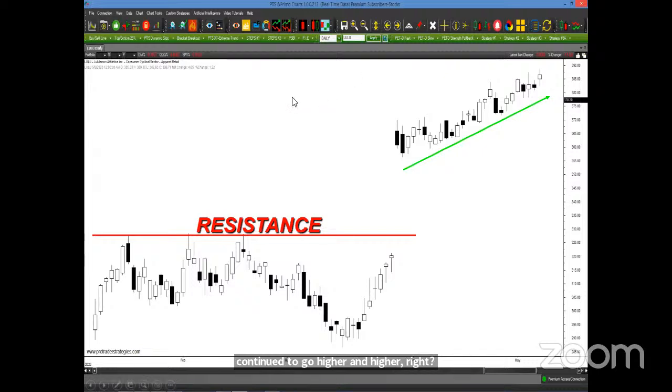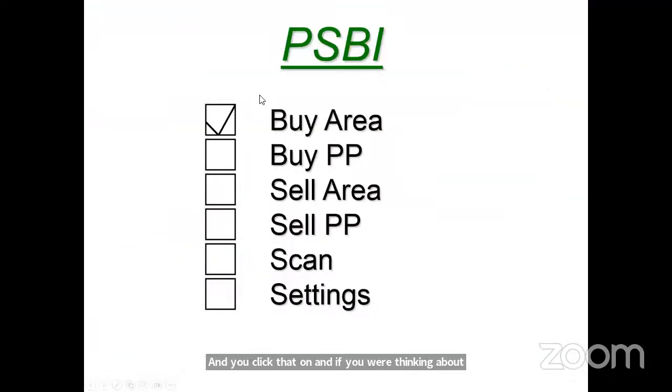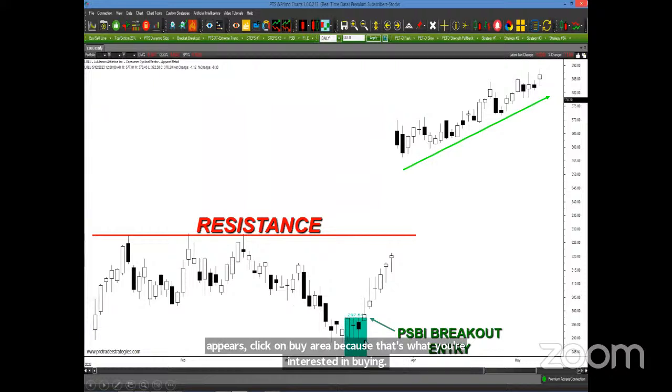Okay, this is the PTS Primo charting platform. If we look up here in the green strategy tab with all our methods and all our strategies, we want to look and locate the PSBI right here. Now you click that on. And if you were thinking about buying because you were looking at resistance to go long, what you would do is once the drop-down menu appears, click on buy area because that's what you're interested in buying. All right. And you would have seen a green color block right here at the very lows.